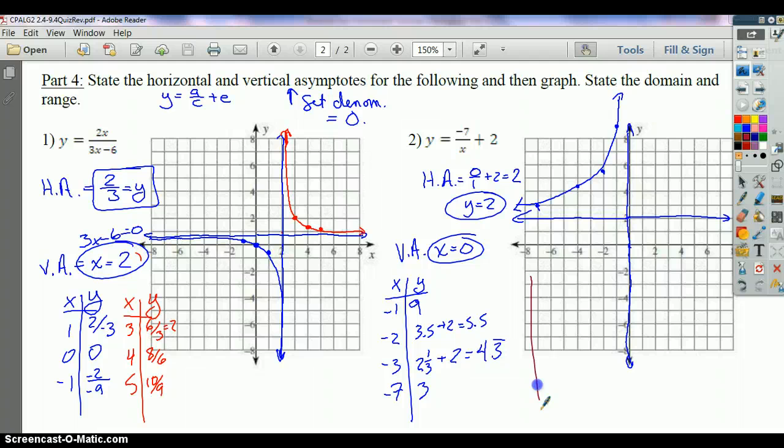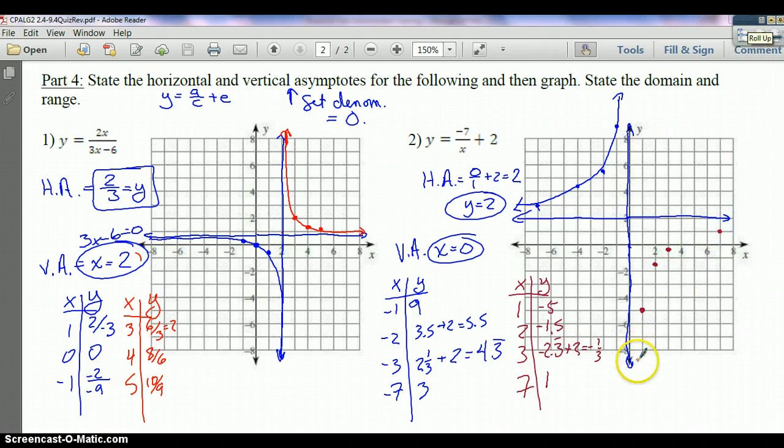And going to the right, I'm going to need a lot of points here again. So let's start with 1, 2, 3, and we'll jump to 7. If I put 1 in, I got -7 plus 2, which is -5. So 1, down 5. And then if I put 2 in, I'm going to have -3.5 plus 2, -1.5, right there. If I put 3 in, I get -2 and basically negative 1/3. Then at 7, I have 1, and that would be here.